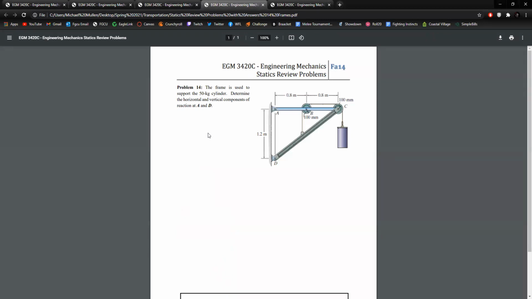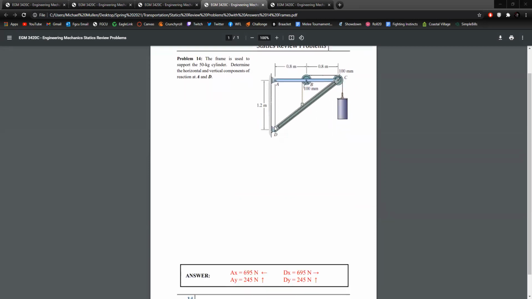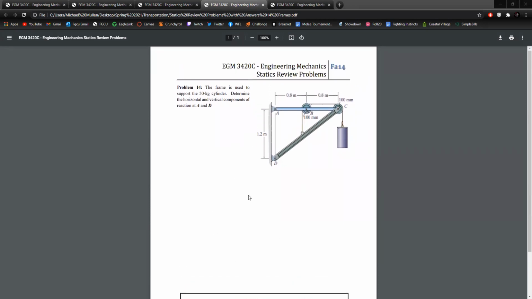Now we have this problem, problem 14. Second to last one, we're almost there. So this problem, I'm going to have this right here, just so I have the extra space just a bit.